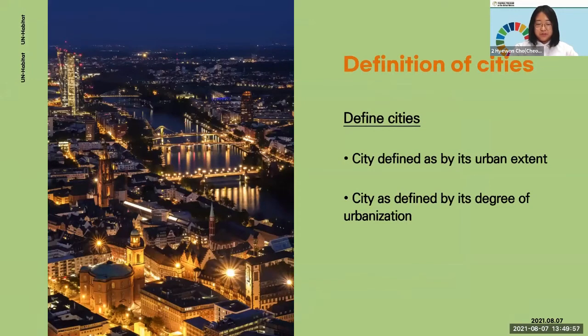Then, the definition of the city can be divided into two categories. City is defined by its extent, and city is defined by its degree of urbanization. As climate change and environmental pollution become severe, the importance of SDG 11 and the role of UN Habitat is also increasing.